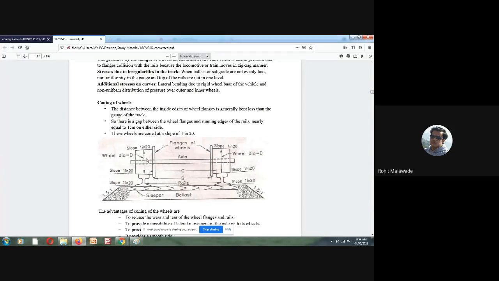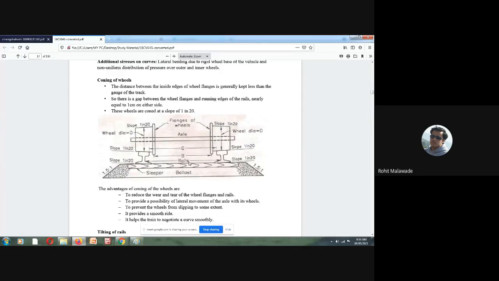So when we provide the coning along with the flanges, there is no possibility of derailment. That is the reason why we provide this coning. Is it understood, Rasha, now? Yes, sir. Okay, can I go ahead? Yes. Okay, we will see some of the advantages.